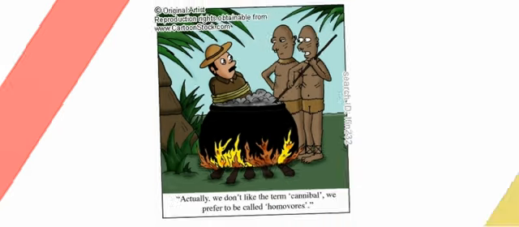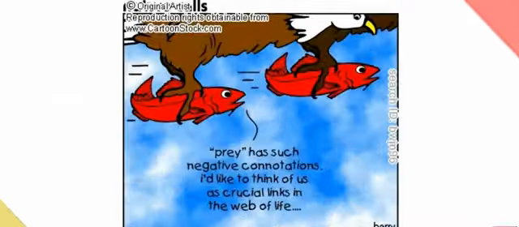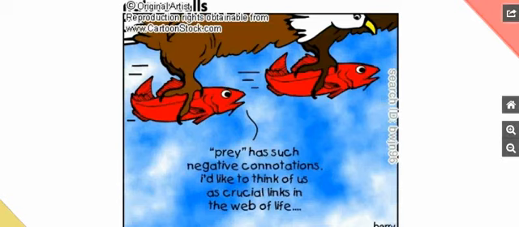Let me show you another example. Prey has such negative connotations. I'd like to think of us as crucial links in the web of life. It's one thing if you're called prey, that has negative feelings associated to it. That means somebody's going to try to eat you, or you're lower down on the food chain. These two fish prefer being called crucial links in the web of life because it sounds better.